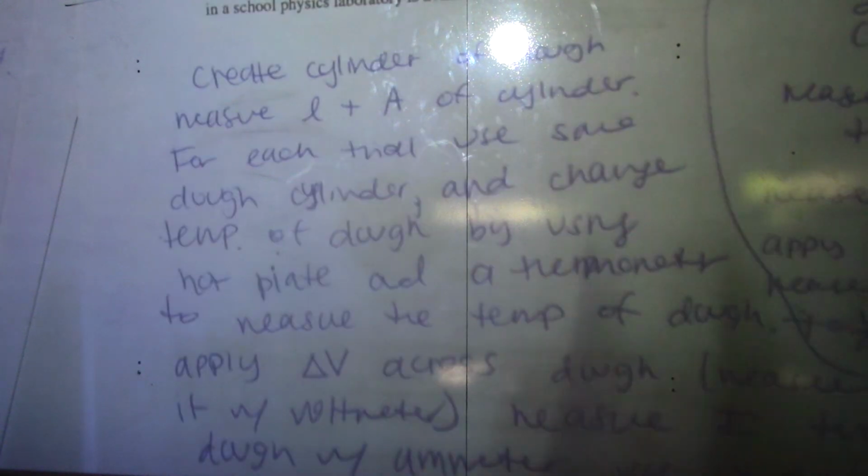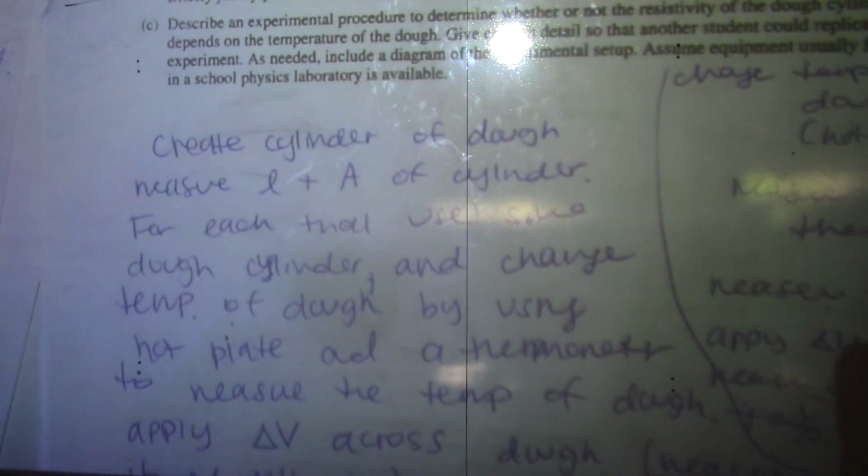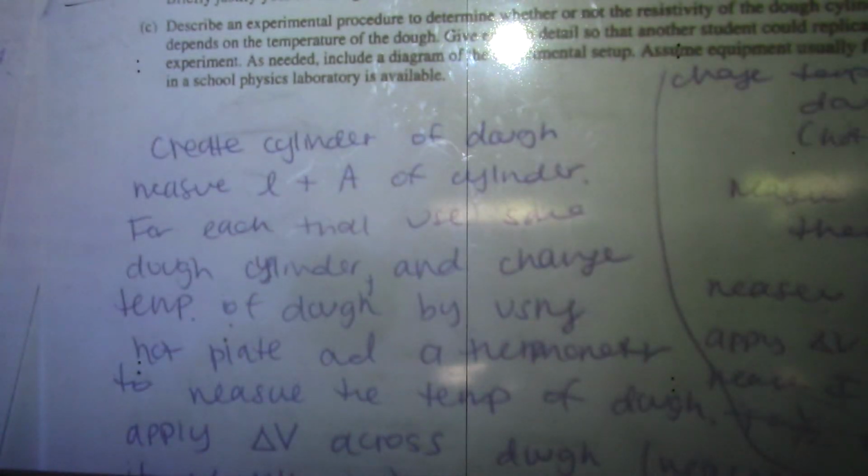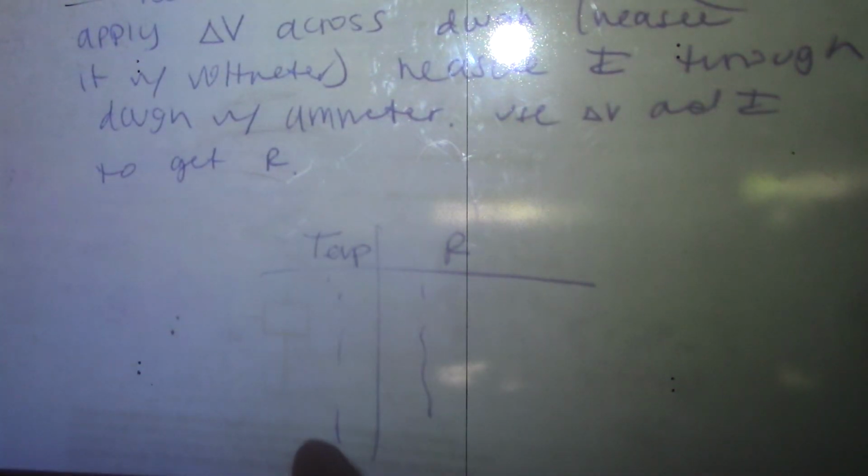Now typically, it didn't this year, but it typically asks you to explain how you would analyze your results to see if this hypothesis is true or not. That's where you would say, okay, make a table of your temperature and resistivity. As temperature changes, if this changes, then it depends. If it does not, then it does not depend, etc.